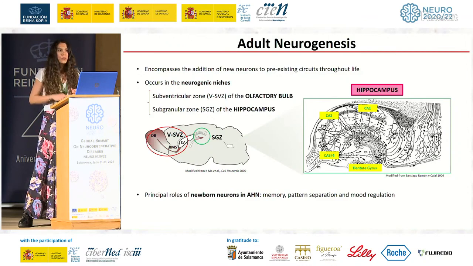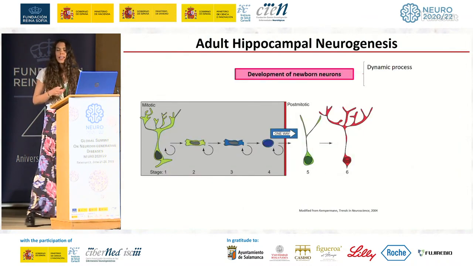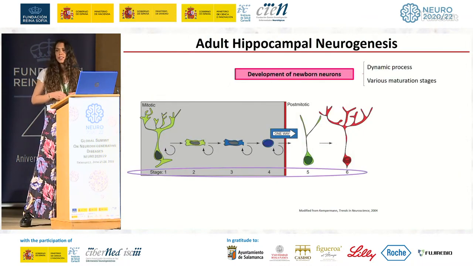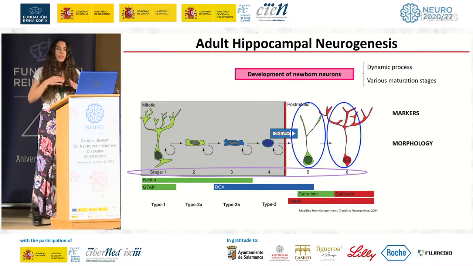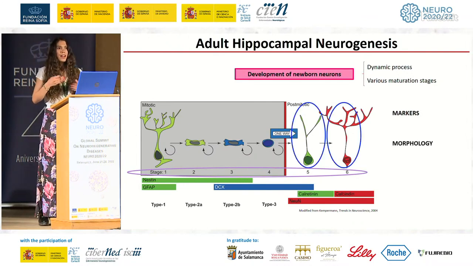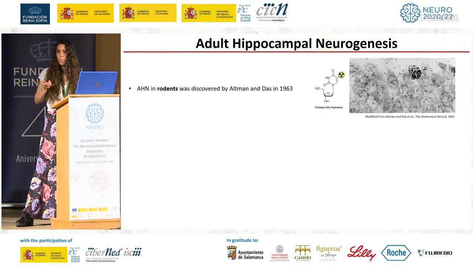Pattern separation and mood regulation, and its alterations in aging and neurodegenerative diseases. Adult hippocampal neurogenesis is a dynamic process that encompasses various maturation stages, in which immature neurons express distinctive markers specific of each stage. Throughout their maturation, these newborn neurons acquire characteristic morphology, since they integrate into neural circuits. And when they integrate in these neural circuits, they increase the structural plasticity of the dentate gyrus.